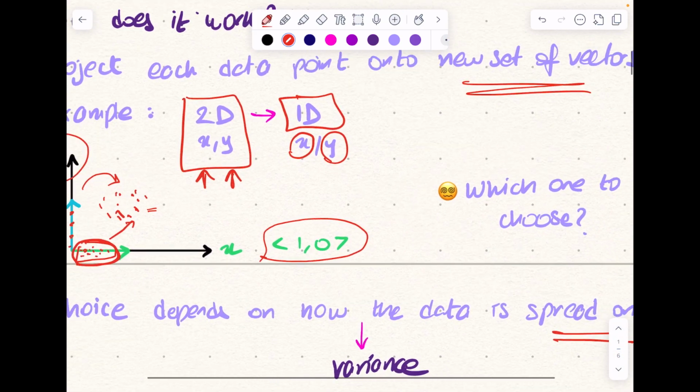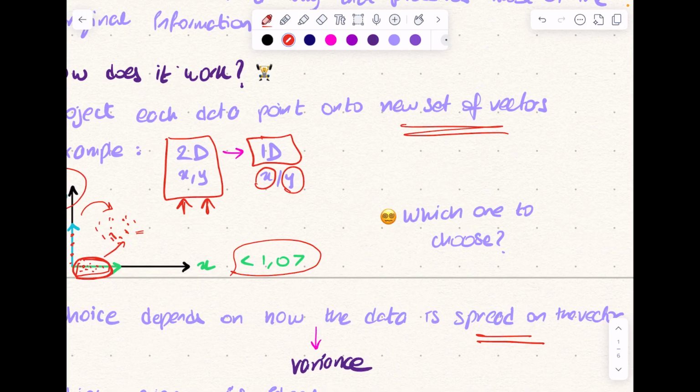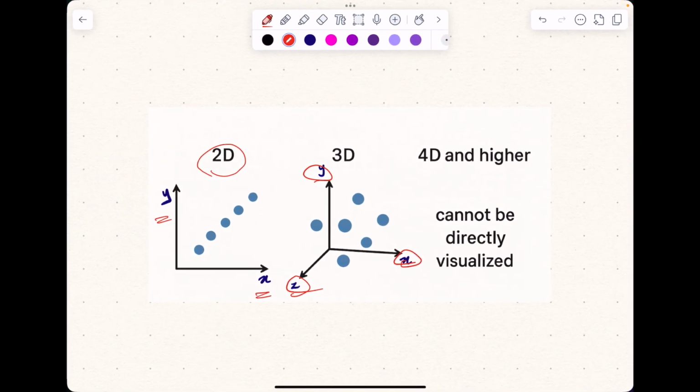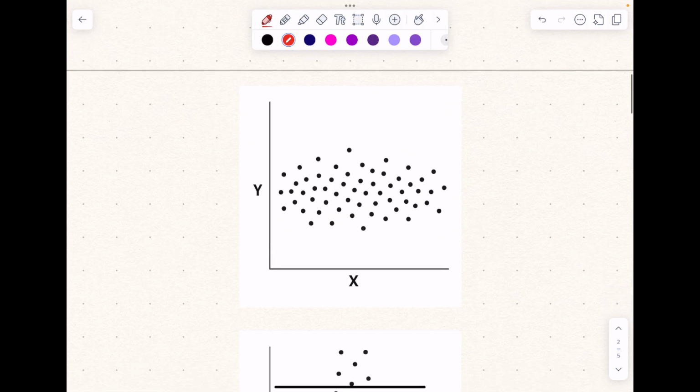So this is why I want to go in a direction in which the spread of the data is great. And what is the spread of the data? It's basically the variance. Okay, so we can visualize it. As we can see in this plot over here, most of my data is varying in the x direction. So it would make sense for me to project my data onto this direction.